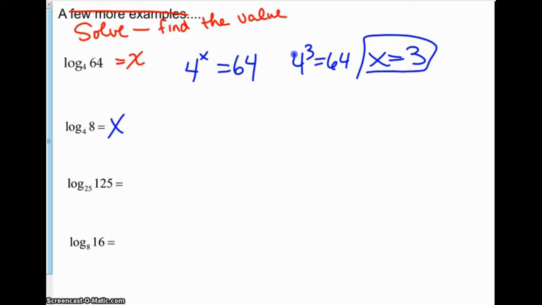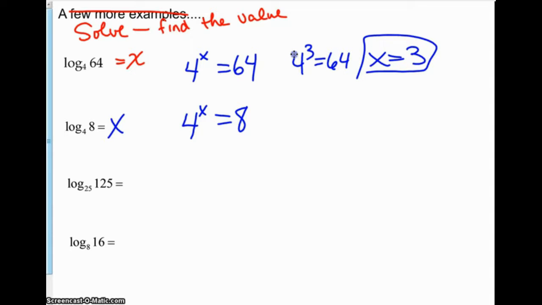Another example here, set it equal to x. I'm going to say here, now 4 to the x equals 8. This doesn't go as quickly as the one before it because 4 to the second is not 8, 4 to the second is 16. So it's going to take a little bit more work.